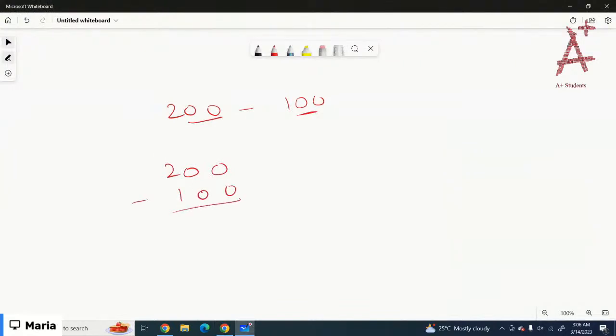So we know that 0 subtract 0 is 0. So you have a 0 here. Again 0 subtract 0 is 0, and 2 minus 1 is 1. Got it? That means 200 minus 100 equals 100.